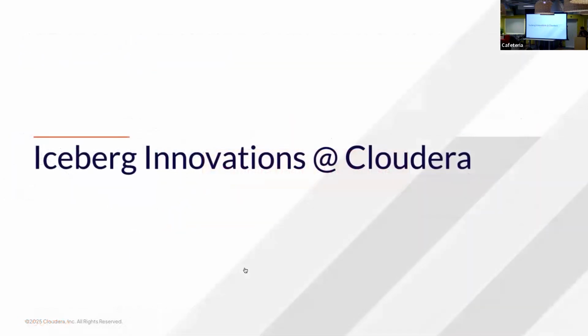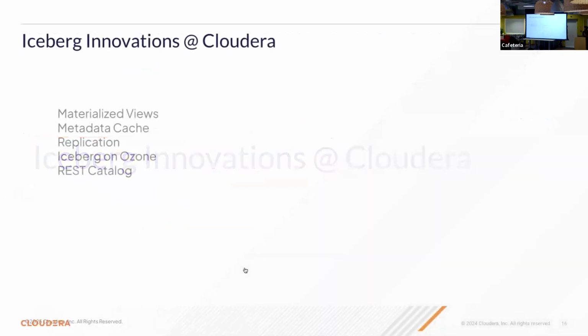So going to next. Now I'll talk a little bit more about the Iceberg innovation that Cloudera has been investing heavily in, right? One is materialized view. Second is caching. These two are the initiatives that help you advance and accelerate your query time, right? Then we talk about replication, which enables you to have better disaster recovery, and Iceberg on Ozone. And I think I was talking with Naveen also about the REST catalog, right? Which is a very keen area, which the entire Iceberg community is putting a lot of focus on right now. So let's get into this, right?